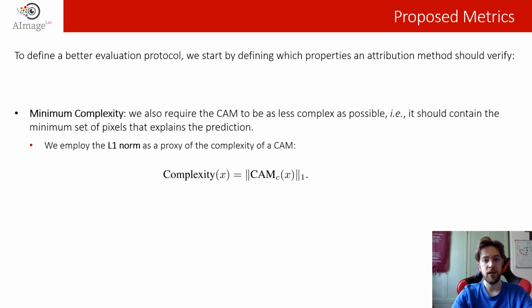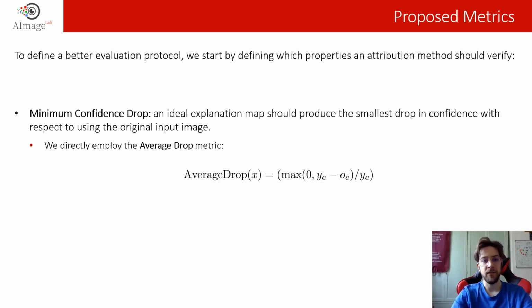Secondly, the attribution method should verify the minimum complexity property, requiring the CAM to be as little complex as possible, meaning that it should contain the minimum set of pixels that explain the prediction. With the L1 norm, we measure its complexity. Thirdly, as expected, the ideal attribution method should verify the minimum confidence drop property, producing the smallest drop in confidence with respect to using the original input image. To compute this property, we directly use the average drop.